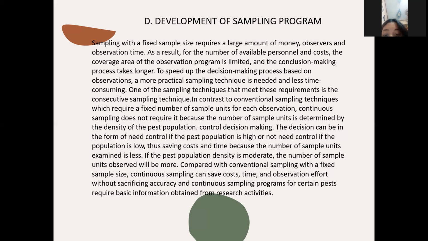Compared with conventional sampling with a fixed sample size, sequential sampling can save cost, time, and observation effort without sacrificing accuracy, and sequential sampling programs for certain pests require basic information obtained from research activities.